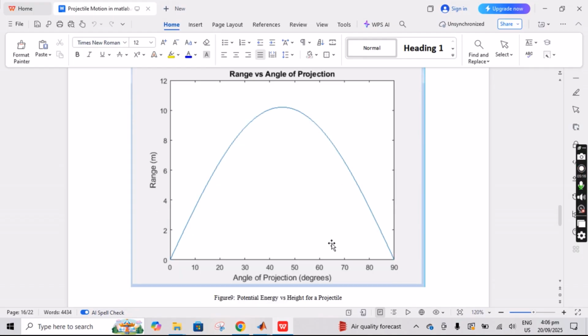The potential energy depends on the height of projection. When the object moves to the upper side, the potential energy is positive. When the object moves from upper to lower side, the potential energy is negative. It means the object provides potential energy to the users.